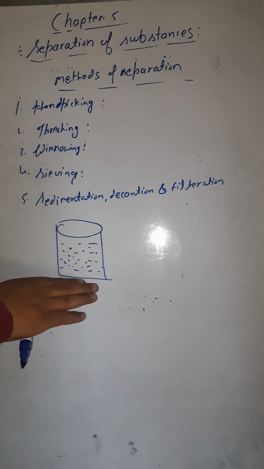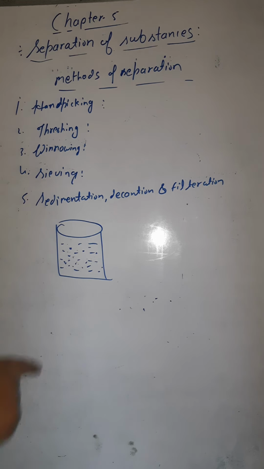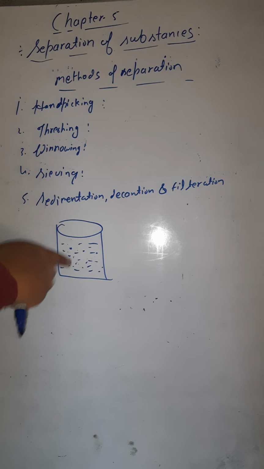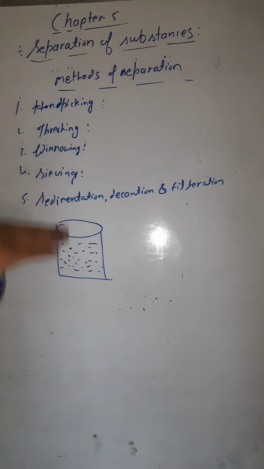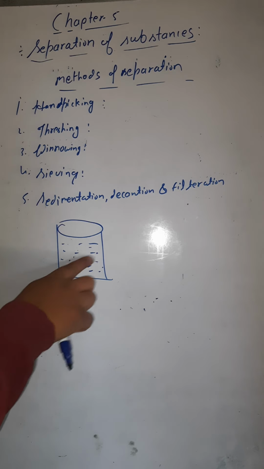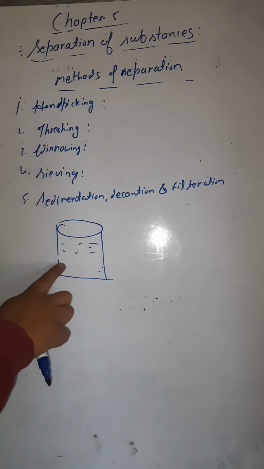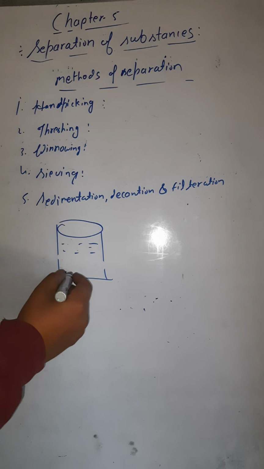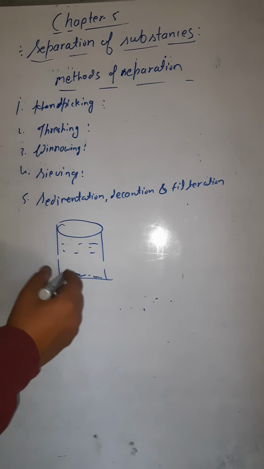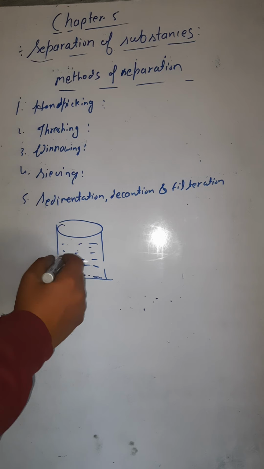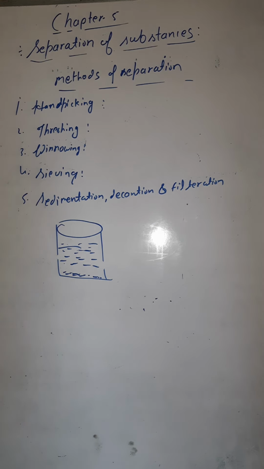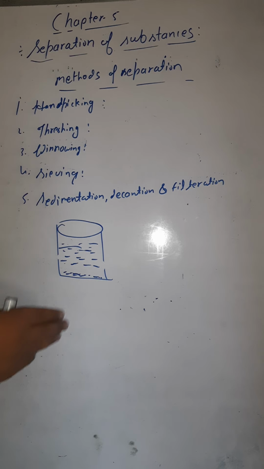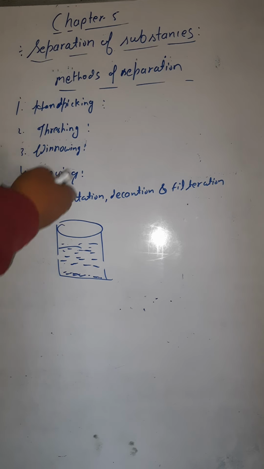Just keep it stationary for some time. What would happen is that these sand particles gradually would settle down. When you keep it stationary, later you would see that the sand particles settle down at the bottom here, and the water would remain up. So this process would be called sedimentation. Sedimentation is the settling down of the heavier particles.